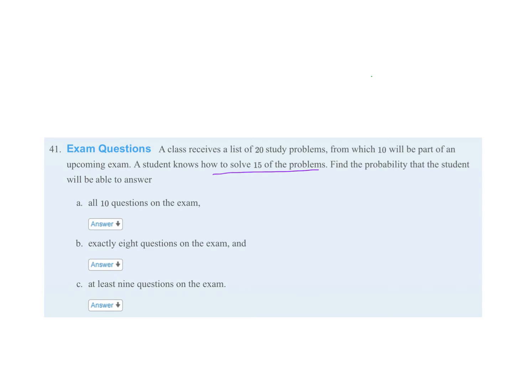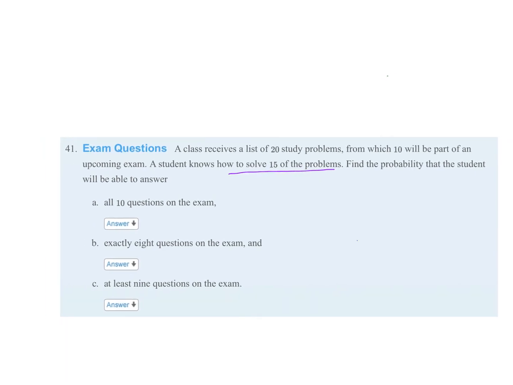We know the student can solve 15 of the problems out of 20. So they can answer 15 out of the total 20, right? So 15, choose something. That's what the student can answer. Now that means if they can answer 15 of them, they don't know how to answer 5. So cannot answer 5 of them, 5, choose something. So the 15 and the 5 represent the total 20 study problems. 15 the student can do, 5 the student cannot do.